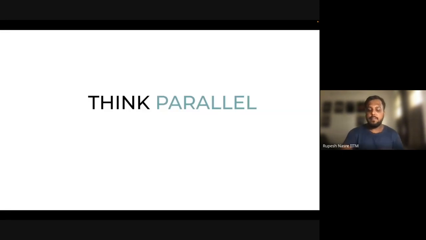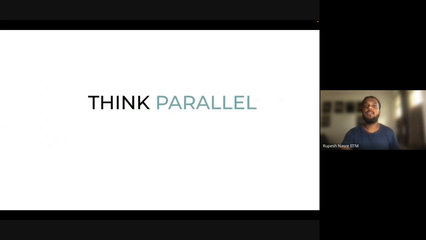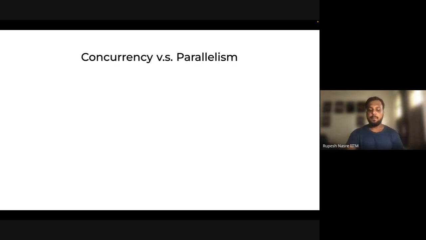So with this, to achieve better performance, we need to think in parallel, right? Our constraint was earlier that a single core CPU is good for increasing the performance, and it promised all those things, but currently this has come to a halt. So for now, to increase the performance, we have to think in parallel. Before we get ahead, we need to know the difference between concurrency and parallelism.